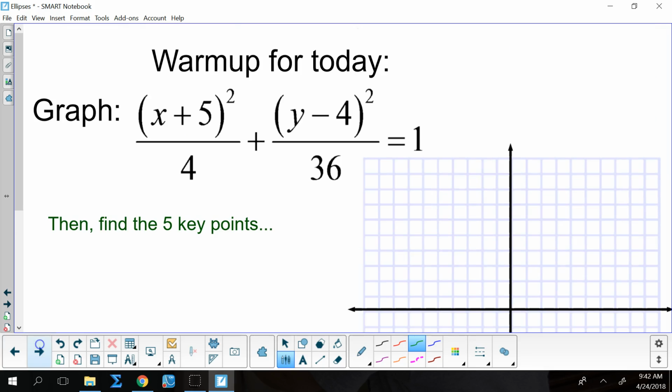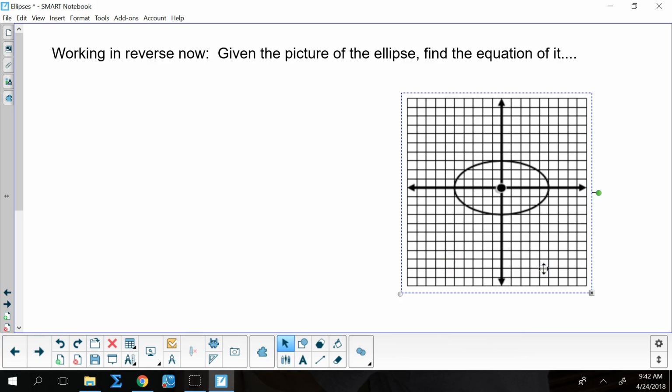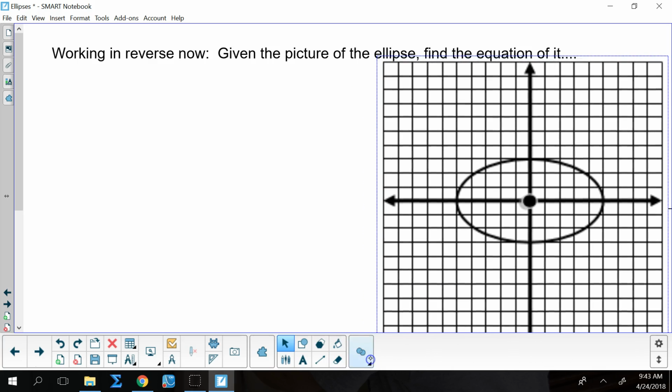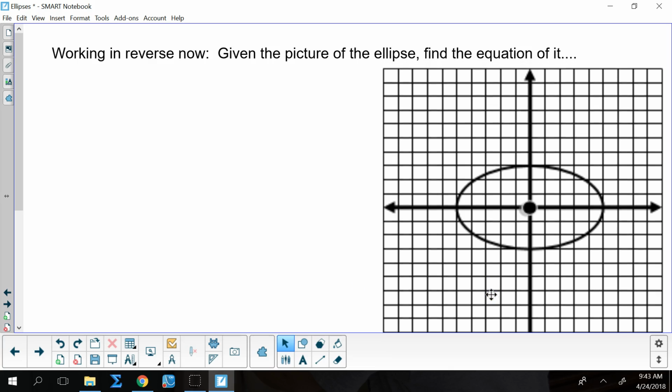So, what I would like to do now is, I would like to go in reverse. Okay? So, we're going to give you the picture, and I'm going to say, now, find me the equation of it. Okay? So, the first thing that I would do is I would locate the center.